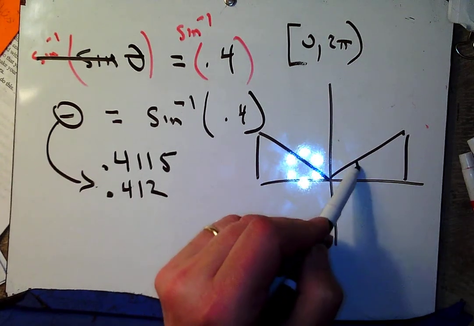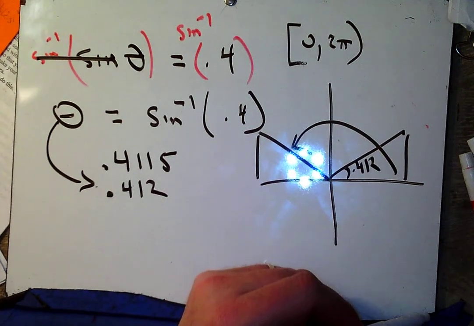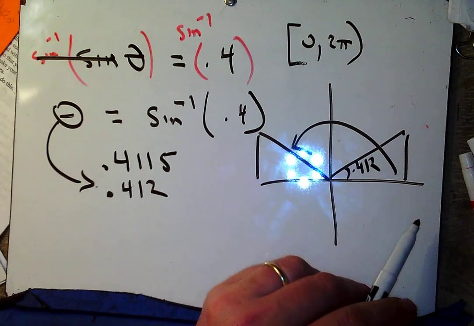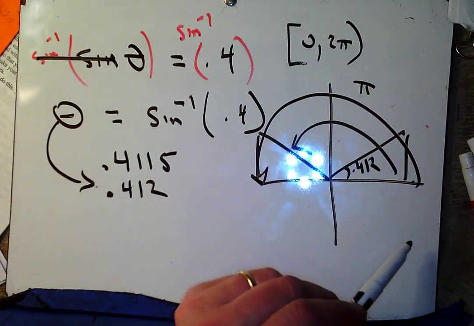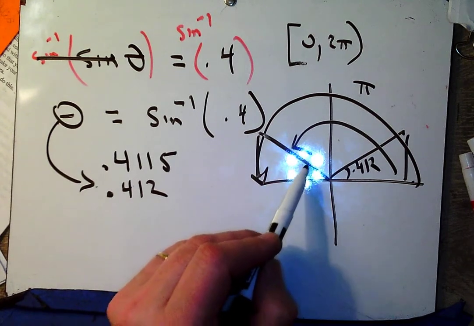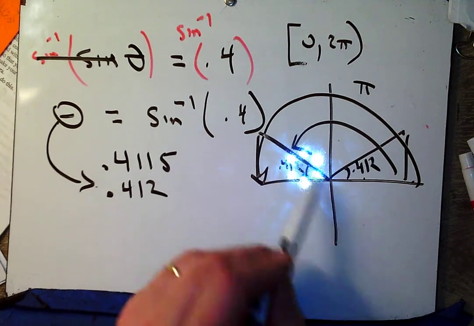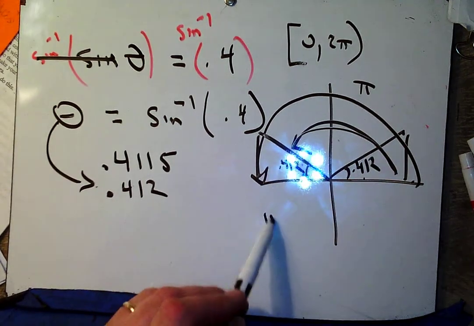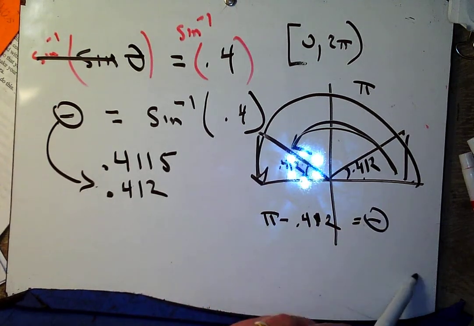Uh-oh. So we're saying that this angle is 0.412 here, but we need to also find this one. Huh. That seems awkward. Well, here's an interesting thing. We know to go from here to here is pi. And we know that this amount of angle over here is that reference angle, 0.412. So if I want this one, I could do pi minus 0.412 to get that second solution.